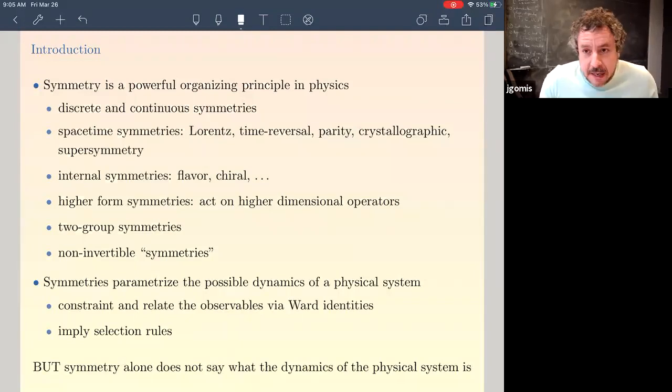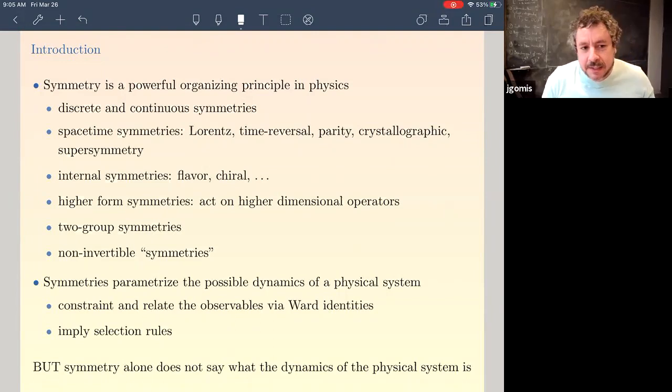In more recent times, it has been realized that these are the symmetries that you find in quantum field theory textbooks, and that there are new types of symmetries that have come to the forefront or become more manifest in the last few years, like higher form symmetries.